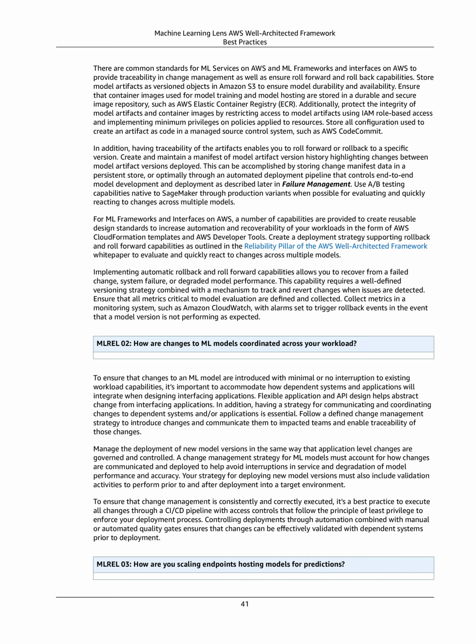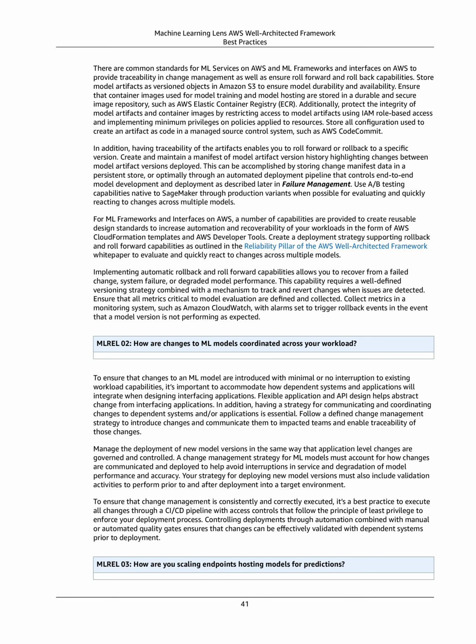There are common standards for ML services on AWS and ML frameworks and interfaces on AWS to provide traceability and change management as well as ensure roll forward and rollback capabilities. Store model artifacts as versioned objects in Amazon S3 to ensure model durability and availability. Ensure that container images used for model training and model hosting are stored in a durable and secure image repository, such as AWS Elastic Container Registry, ECR. Additionally, protect the integrity of model artifacts and container images by restricting access to model artifacts using IAM role-based access and implementing minimum privileges on policies applied to resources.